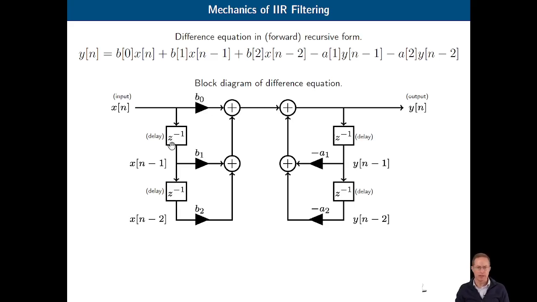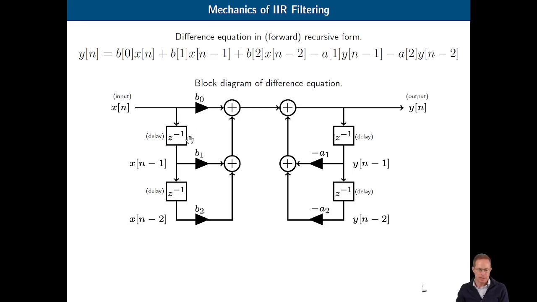So let's go back to that recursive form of the difference equation where we write the output in terms of the input, a linear combination of inputs, minus a linear combination of past outputs. If we map this onto a block diagram, this is what this diagram would look like. And I want to make a few quick comments here.